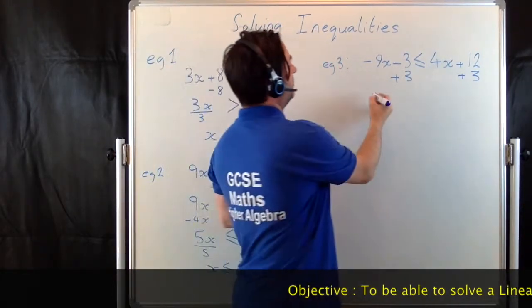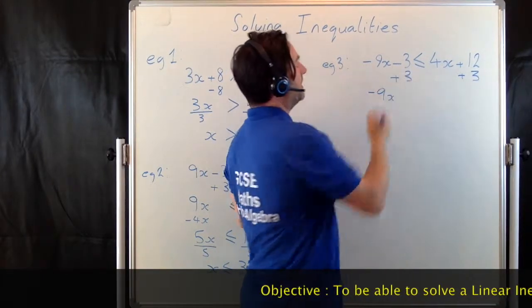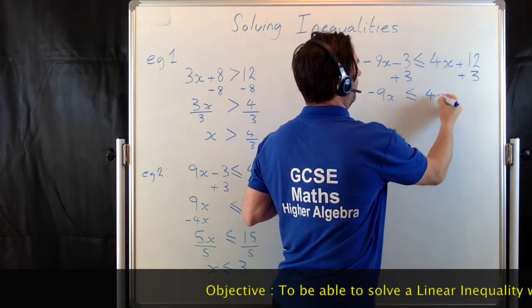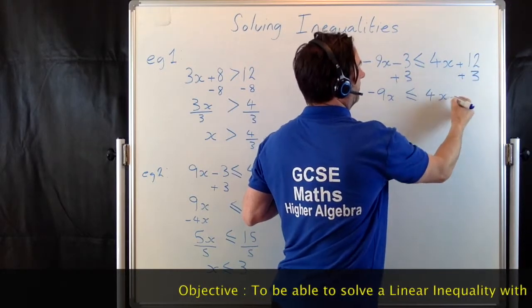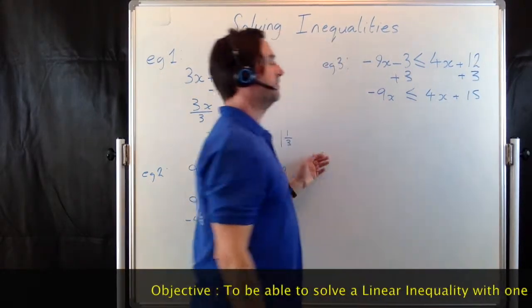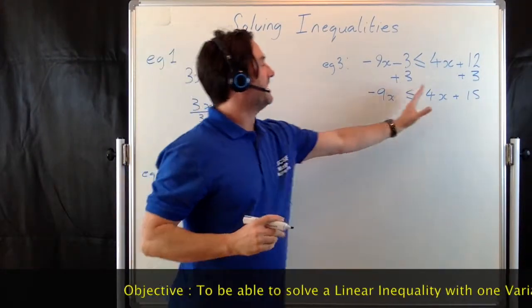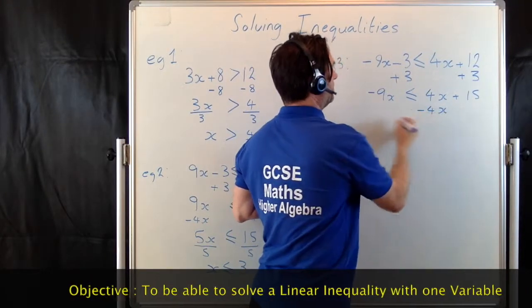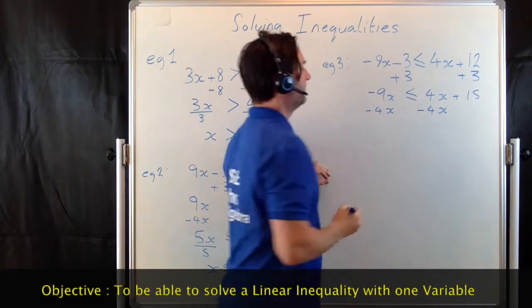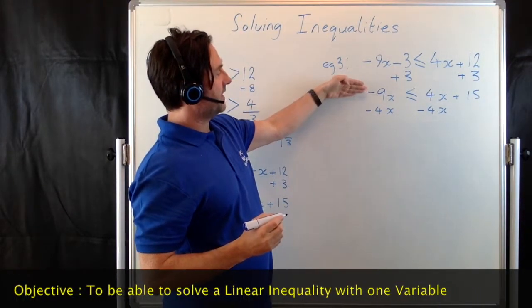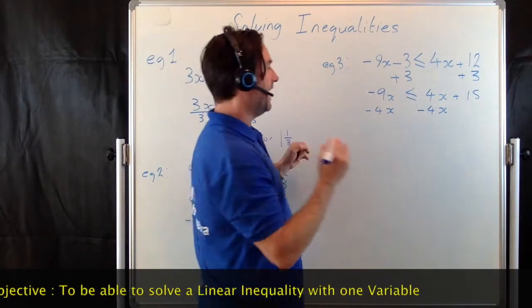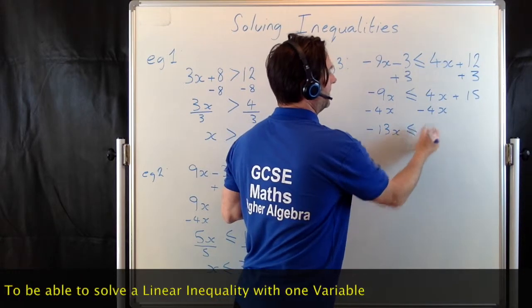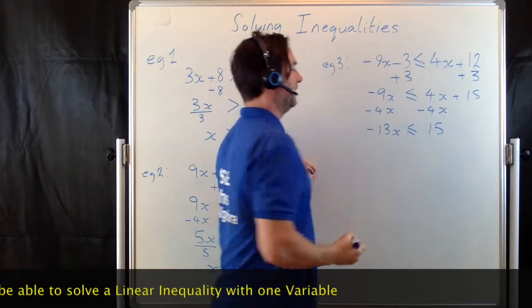So that's going to now leave me with negative 9x. Negative 3 add 3 takes me to 0. Now that is less than or equal to 4x, and then 12 add 3 is 15. Now what I want to do is get the x's on this side. So I'm going to need to take this 4x away. Whatever I do to one side, I need to do to the other side. I've got minus 9x, and I'm taking away another 4x. That leaves me with minus 13x is less than or equal to 15.